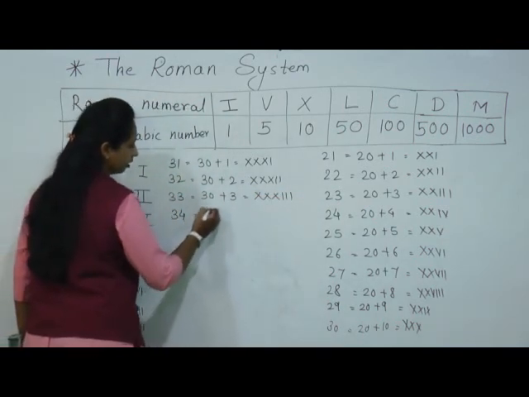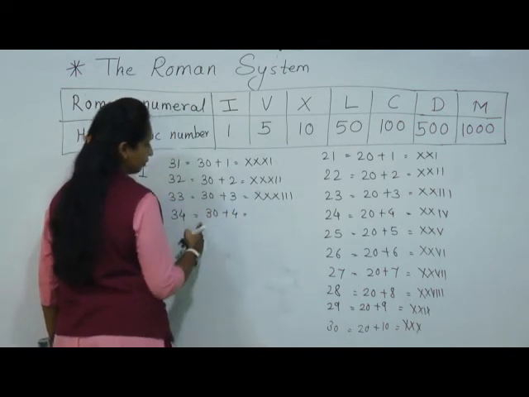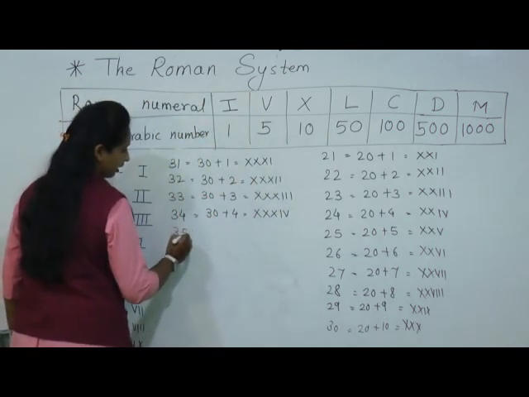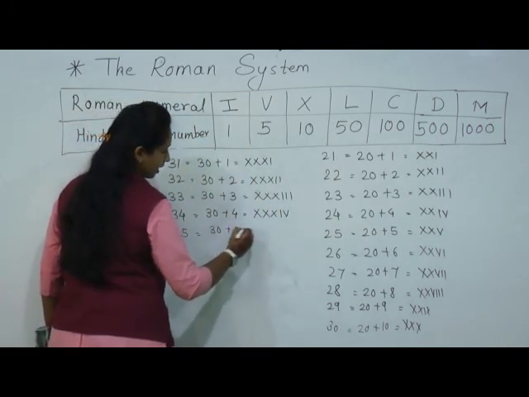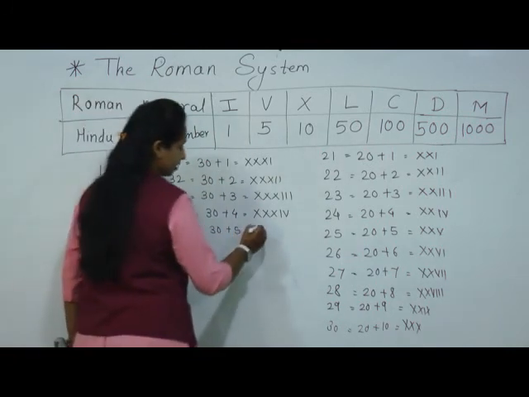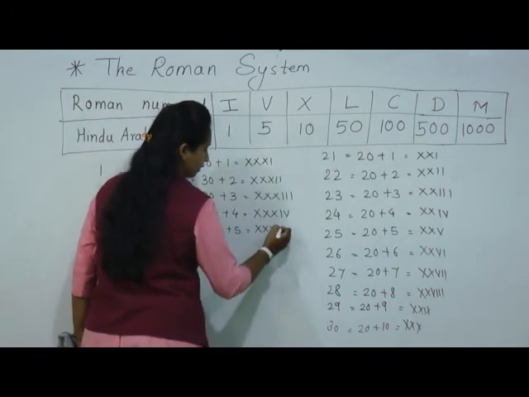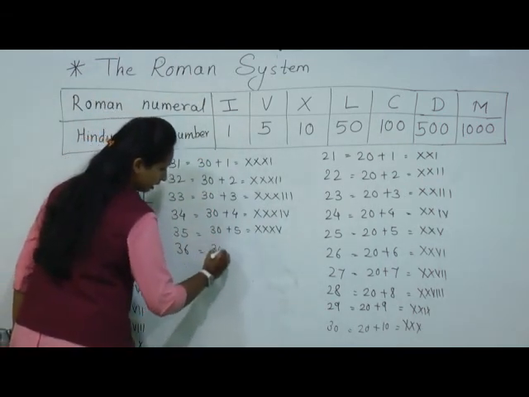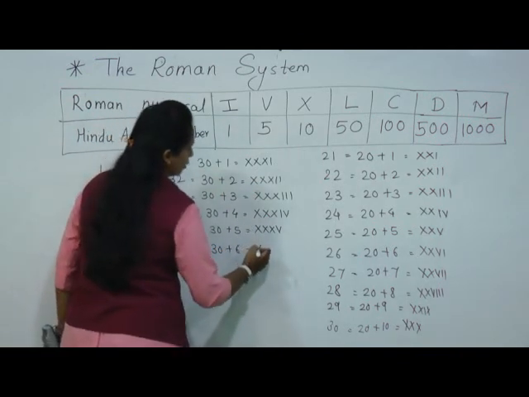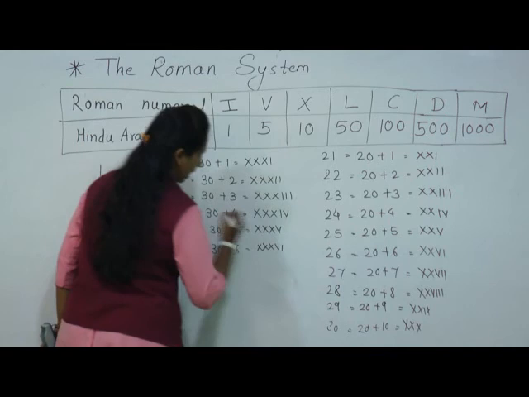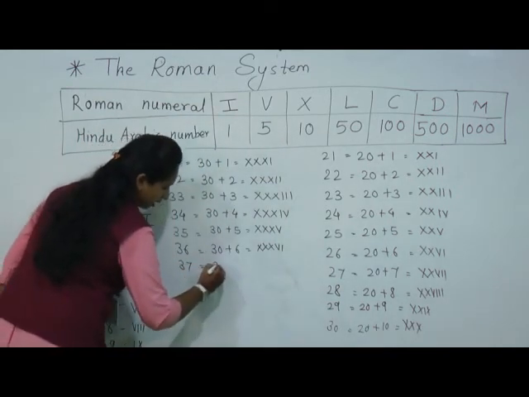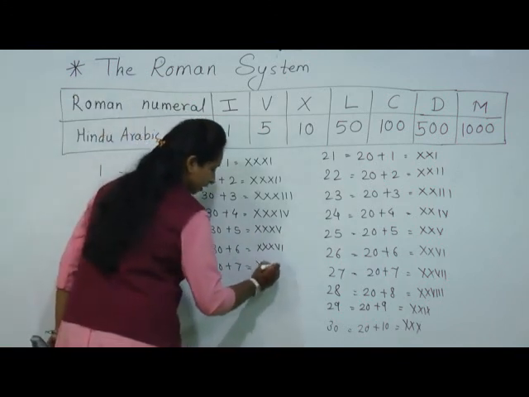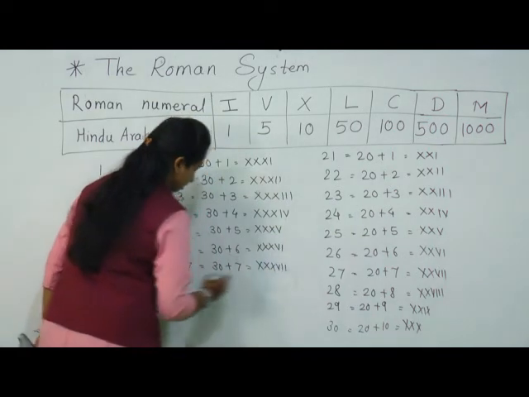Now 34, 30 plus 4 is 34. So 30 means triple X, 4 means IV. Now 35, 30 plus 5 is 35. 30 is represented as triple X and 5 is represented as V. Now 36, 30 plus 6 is 36. So triple X and VI. Now 37, 30 plus 7 is 37. So 30 is represented as triple X and 7 means V double I.